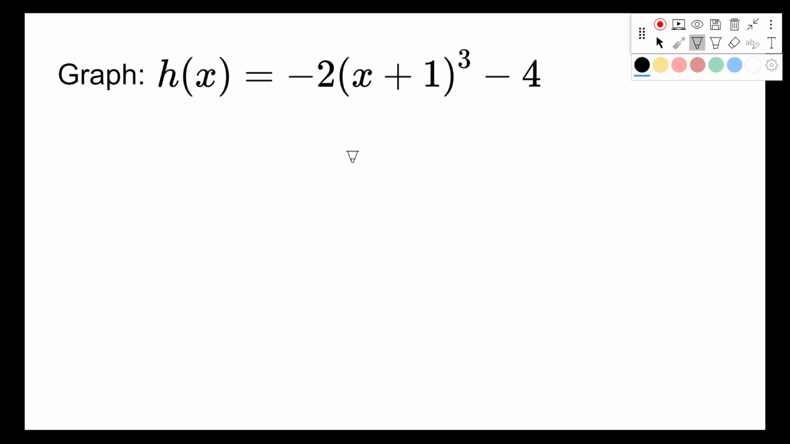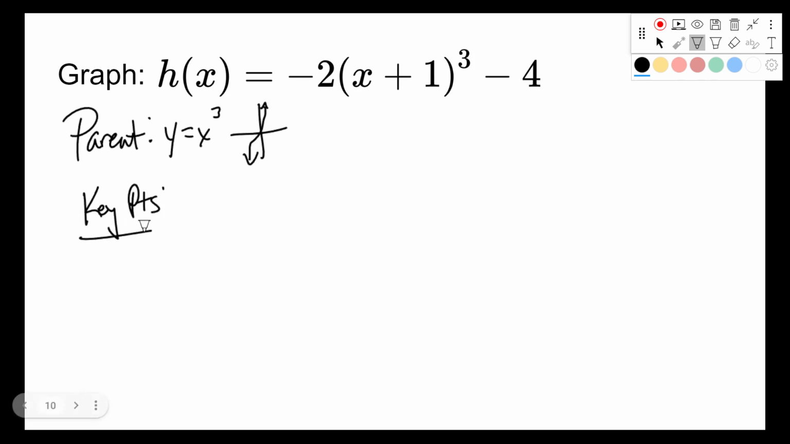Here we go. We're going to graph this function h of x equals -2 times the quantity x plus 1 cubed, minus 4. Let's identify that parent graph. Okay, the negative does something, the 2 does something, the 1 does something, the -4 does something. So y equals x cubed is that parent. Y equals x cubed looks like that. Again, you have to know what your parent graphs look like to be able to graph in this form.